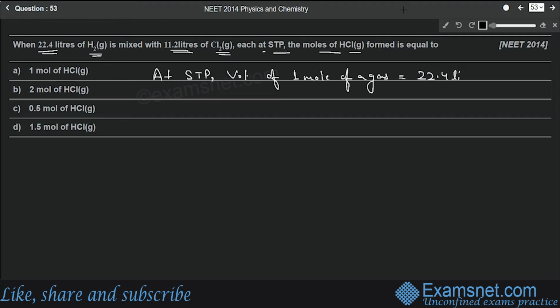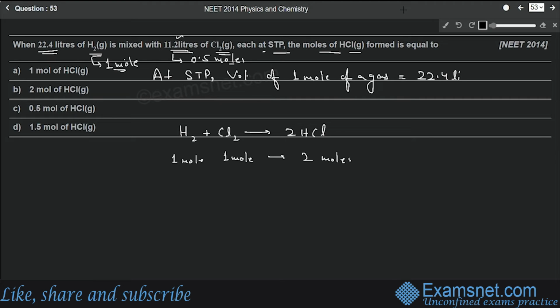Now we have 22.4 liters of H2 gas. That means we have 1 mole of H2 gas, whereas we have only 11.2 liters of Cl2 gas, that is half of 22.4. So we have only 0.5 moles of Cl2 gas. Okay, so this is given in the question. Now we know that generally when H2 reacts with Cl2, it gives 2HCl. That means when 1 mole of H2 reacts with 1 mole of Cl2, it gives 2 moles of HCl. This is the general case.